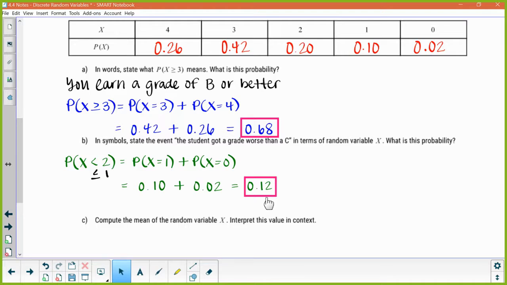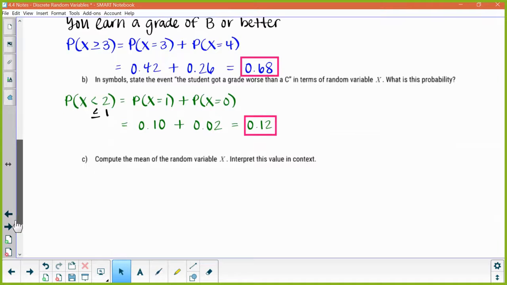And if this were a question on the test, I of course would accept both ways of writing the statement in symbols. If you wrote P of X is less than or equal to 1, it would be correct, as would X is less than 2. Just make sure you're using your equal to correctly so that you're saying what you want to say.